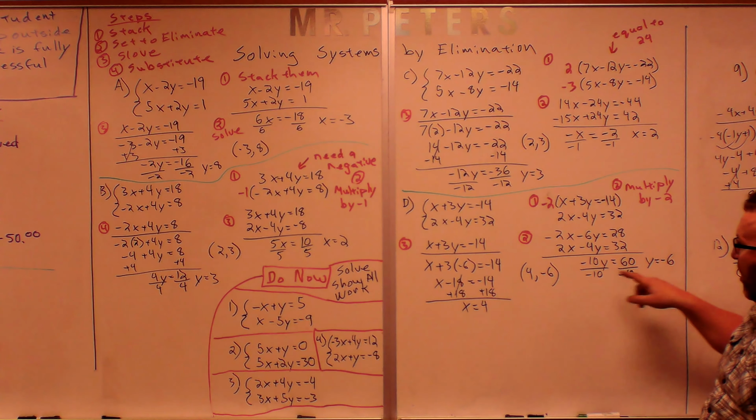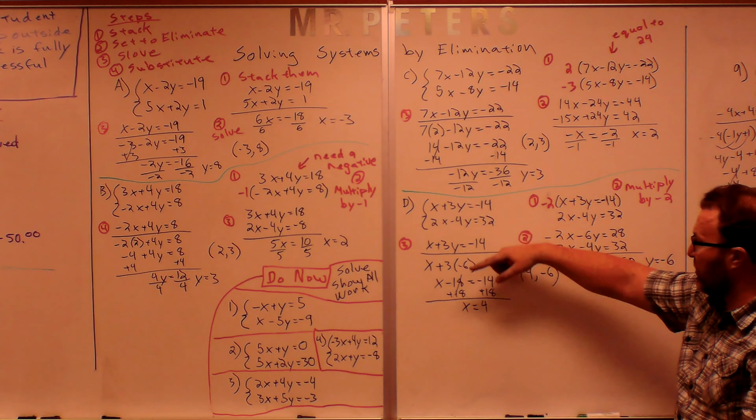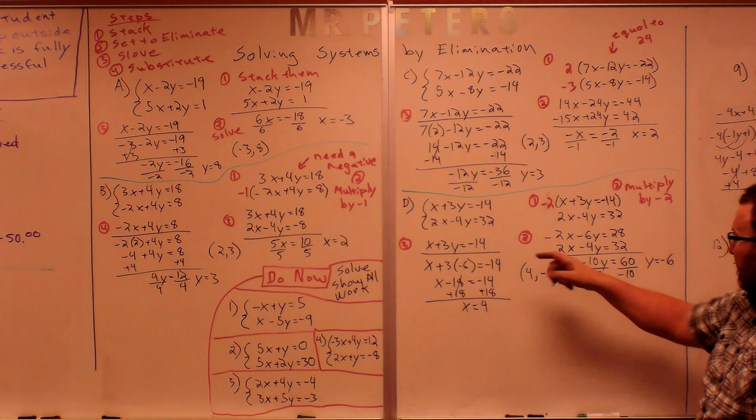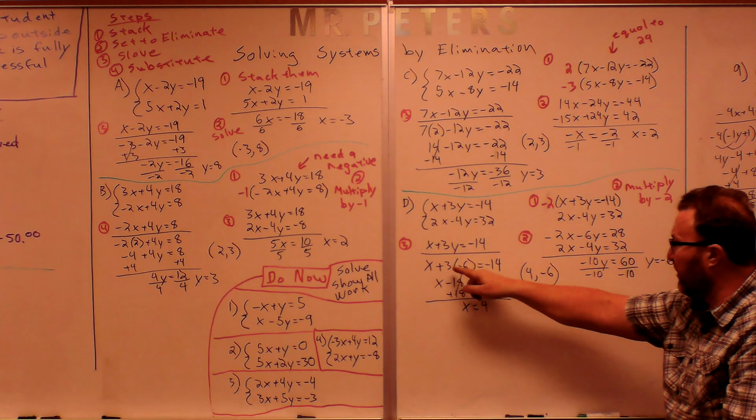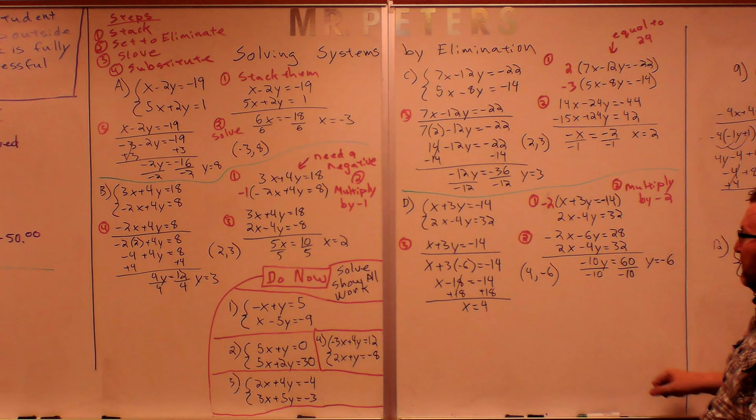Then I'm going to take my y into this equation. Doesn't matter which one we pick. x plus 3y equals negative 14. And I'm going to plug the negative 6 into the y. So x plus 3 times negative 6 equals negative 14.